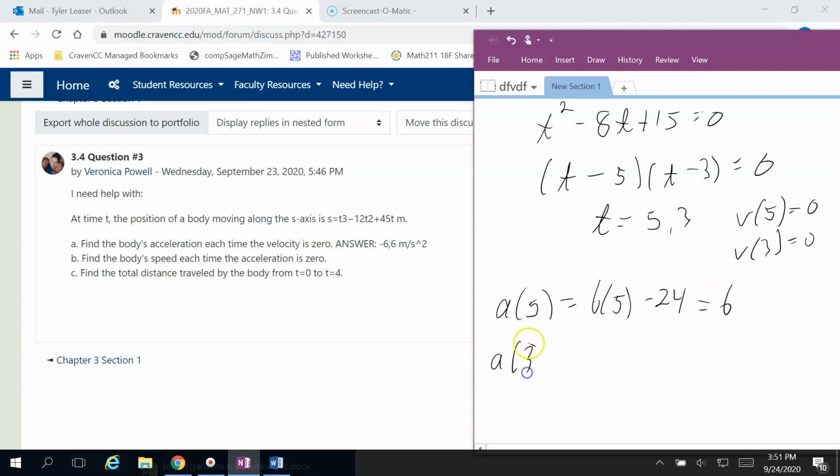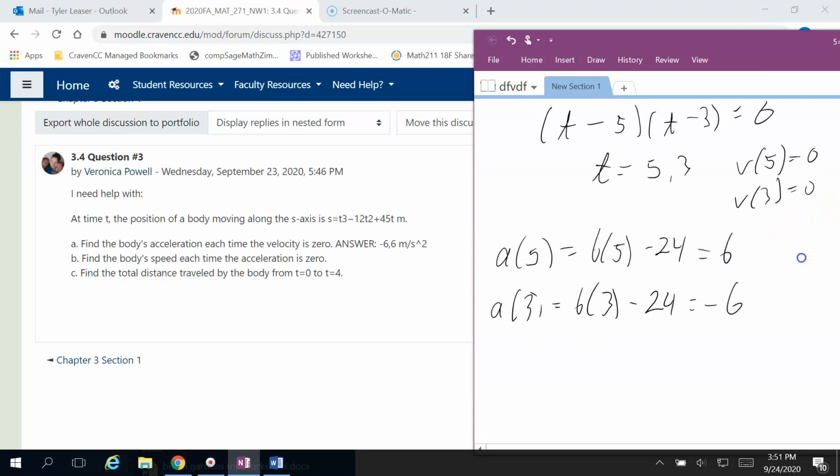We're also going to plug 3 into the acceleration. That's going to be 6 times the 3 minus 24. 6 times 3 is 18. And then 18 minus the 24 is the -6. So that's where they're getting the +6 and the -6 from. This is the acceleration when the velocity is 0.